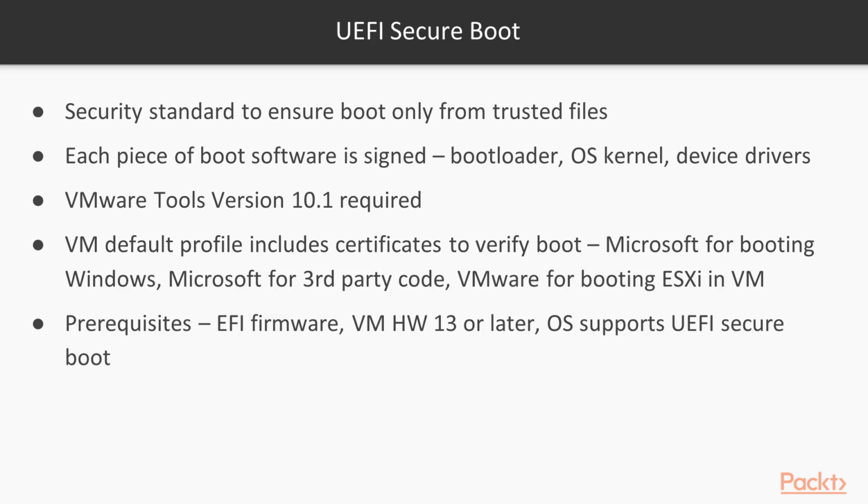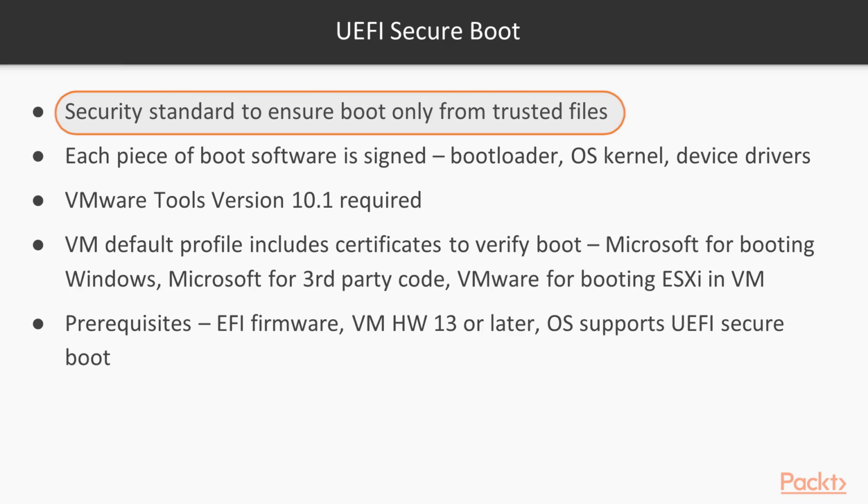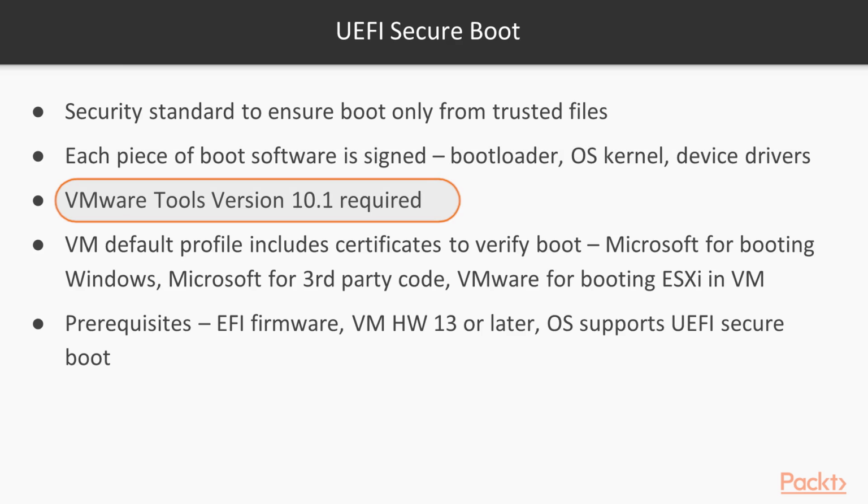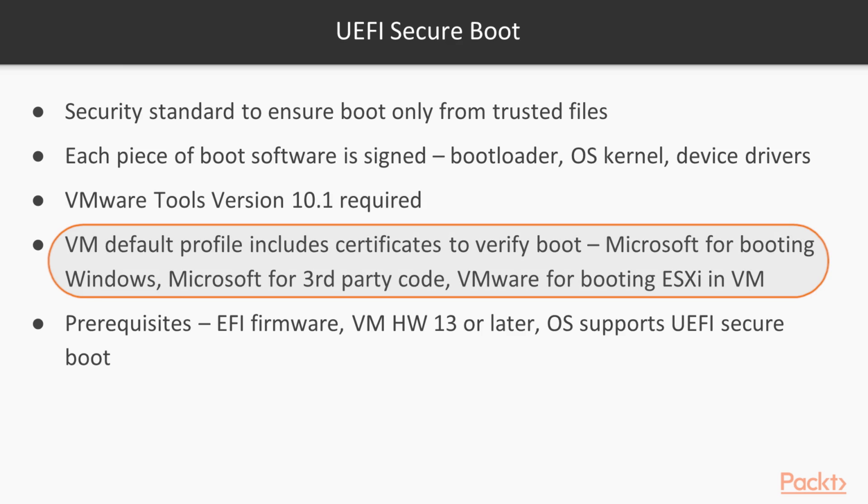UEFI secure boot has become extremely important in this security conscious age. How do you ensure that your boot of the operating system has been booted from trusted files? Basically it's a security standard that ensures that only trusted files are booted from. So each piece of boot software is signed. So the bootloader is signed, the kernel, the device drivers, and any part of boot software are all signed, and they are verified. So the VM default profile includes certificates to verify the boots.